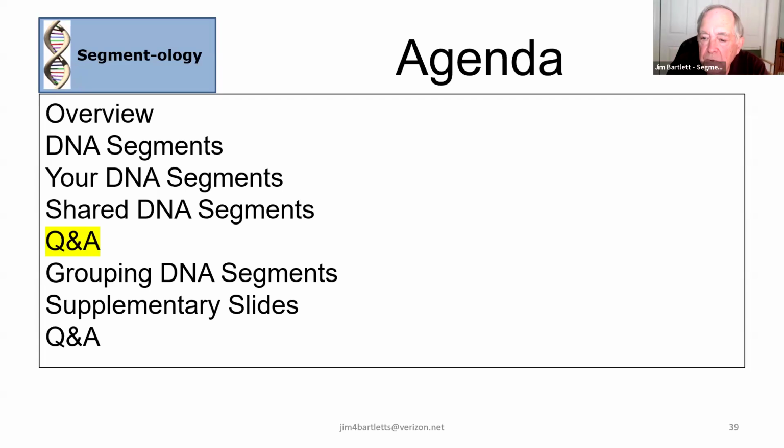So don't try to pin the tail on the donkey. Don't try to take one number out of the cM chart and say this person has to be a second cousin once removed. It doesn't work that way.